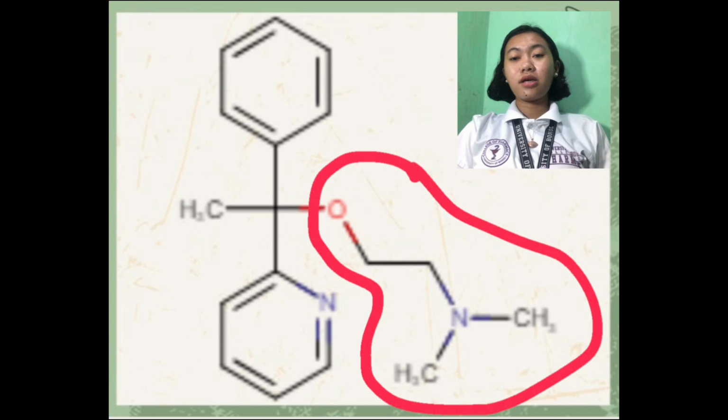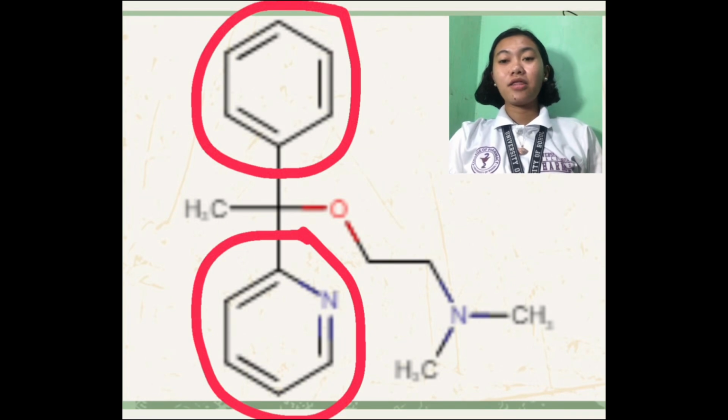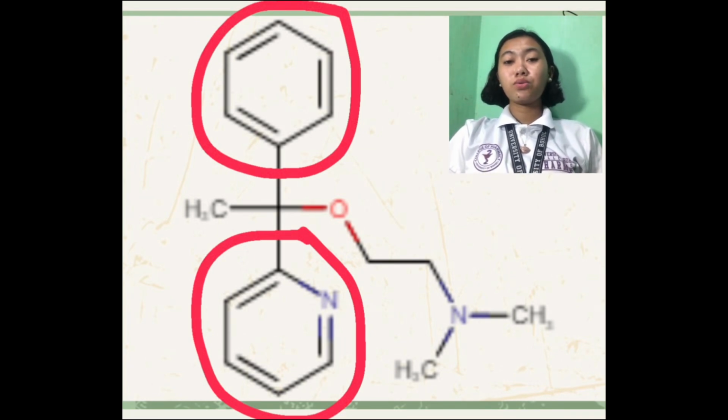This part is the ethanolamine backbone. It is essential for H1 receptor binding and activity. It enhances water solubility and contributes to antihistaminic properties. The next one is a diphenyl ether system, or the 2 benzene rings. These 2 phenyl rings increase lipophilicity, allowing better blood-brain barrier penetration and enhancing sedative effects.